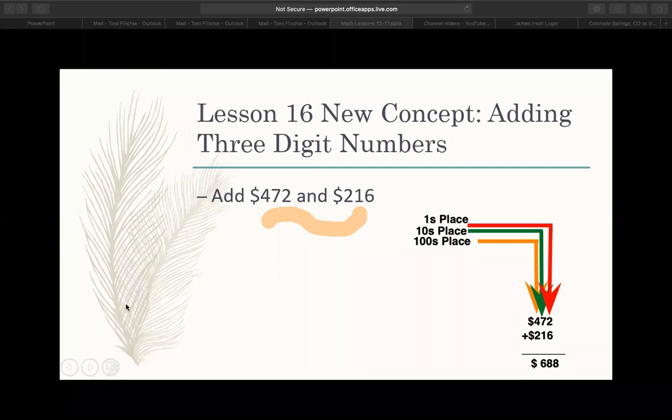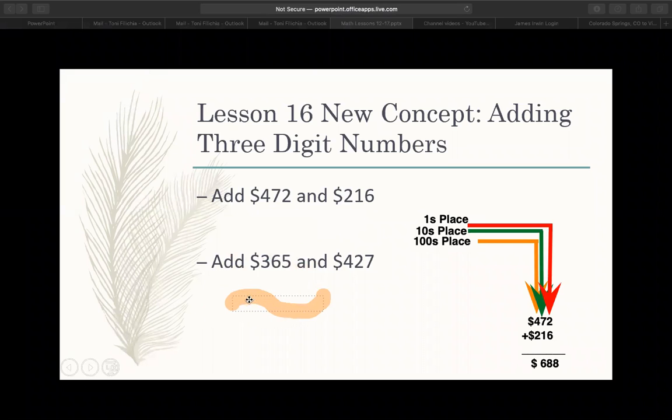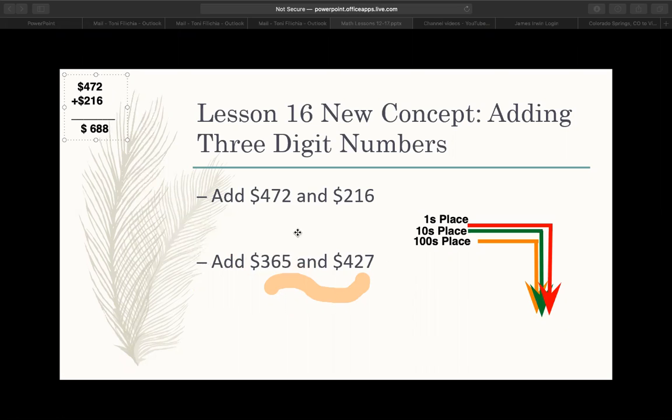And now looking at our next problem. Let's go back here. Get the Cheeto. Add $365 and $427. Which out of the two numbers is the greater number? If you said 427, you are right. 427 is the greater number, so we will put that on top. We would write that down first. And under it, we would write 365, our second number.